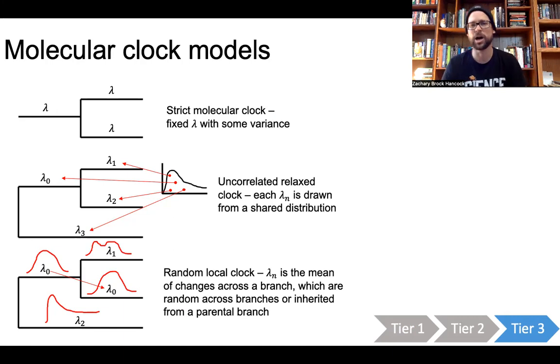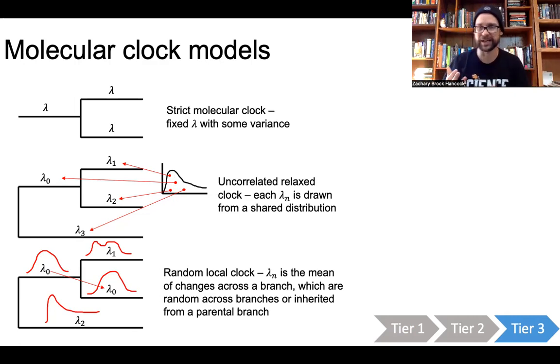A second one, and one that's a little bit more commonly used, is the uncorrelated relaxed clock. What this does is it takes each one of those rates and assumes that they're drawn from a shared distribution. So this is our phylogeny. Each one of the rates is different. They're uncorrelated to each other, but the value of that rate is drawn from a shared distribution. This is like a log normal distribution. Each one of these little points represents the value that it's drawn from. So what this allows is that rate can change, right? The rate can change and there's no correlation between rates across each one of the different branches. It's just drawn from a shared distribution.